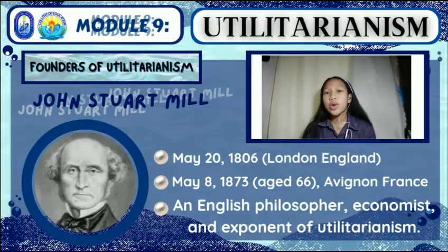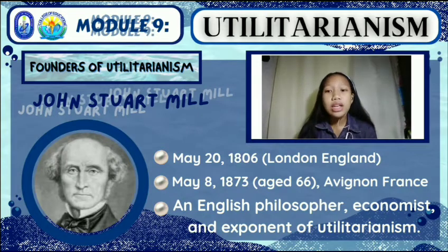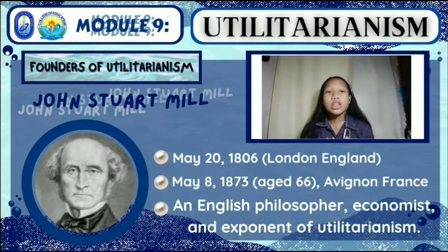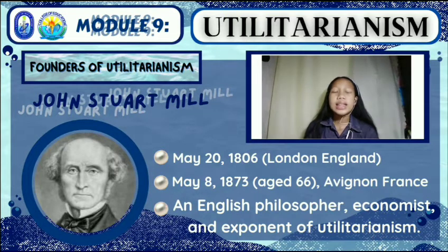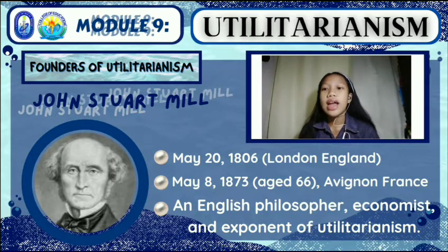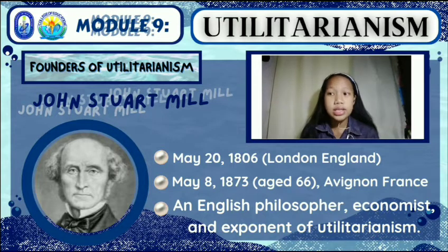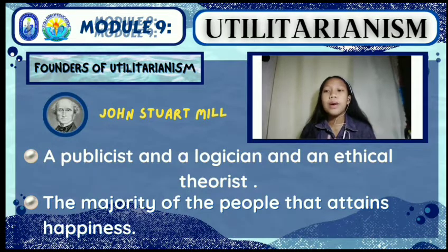So, dumako naman tayo kay John Stuart Mill. So, si John Stuart Mill ay pinanganak noong May 20, 1806, London in England, and died on May 8, 1873, at the age of 66 in Avignon, France. Siya ay isang English philosopher, economist, and exponent of utilitarianism. So he was prominent as a publicist in the reforming age of the 19th century and remains of lasting interest as a logician and an ethical theorist.